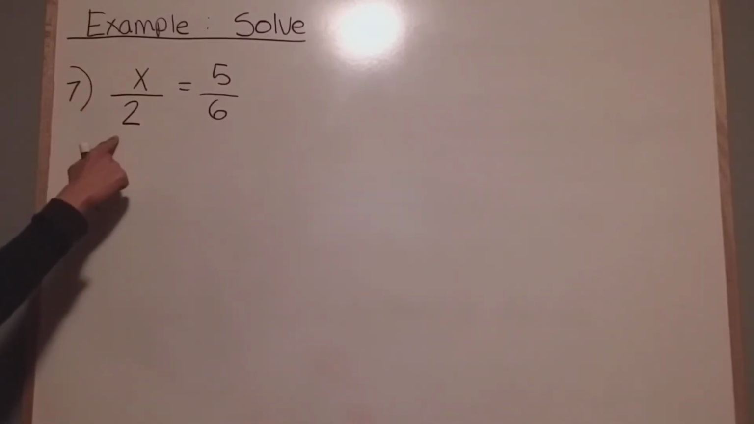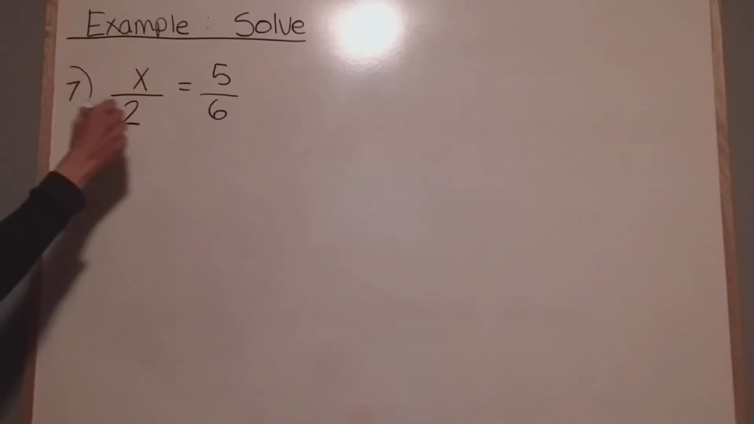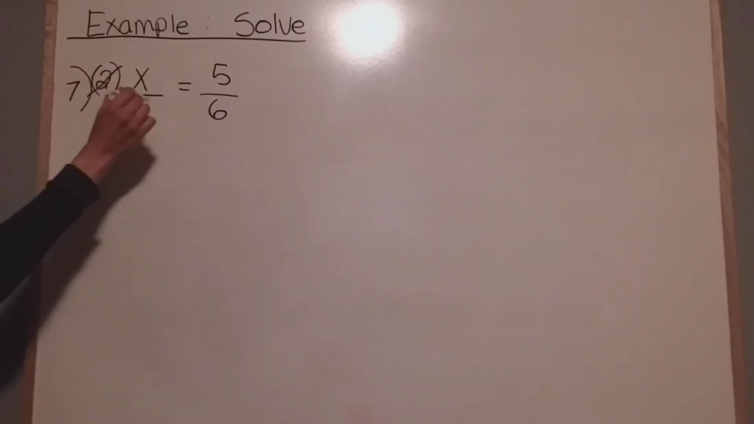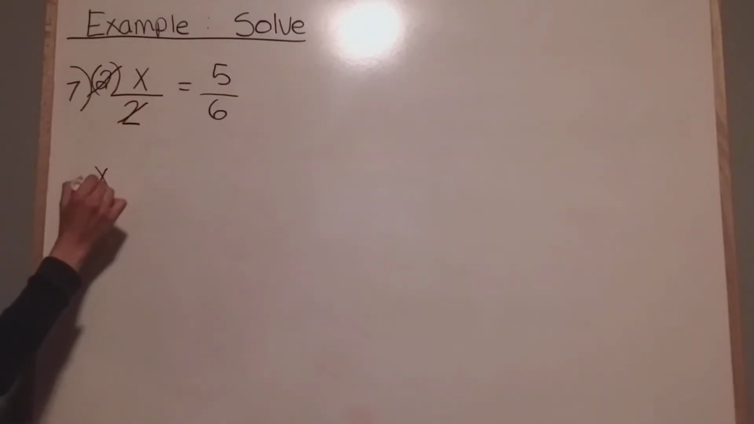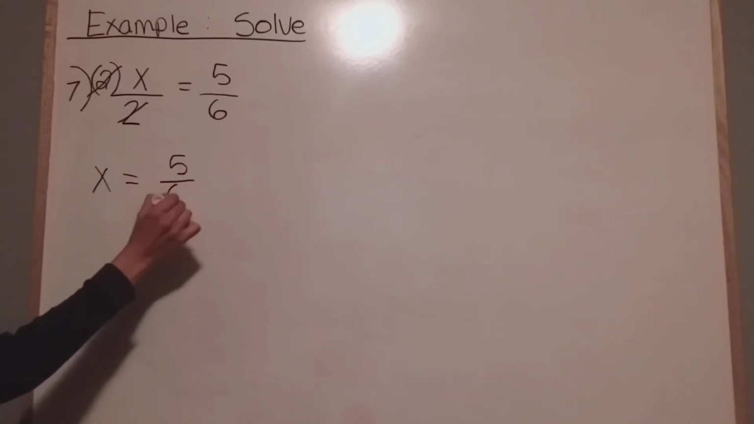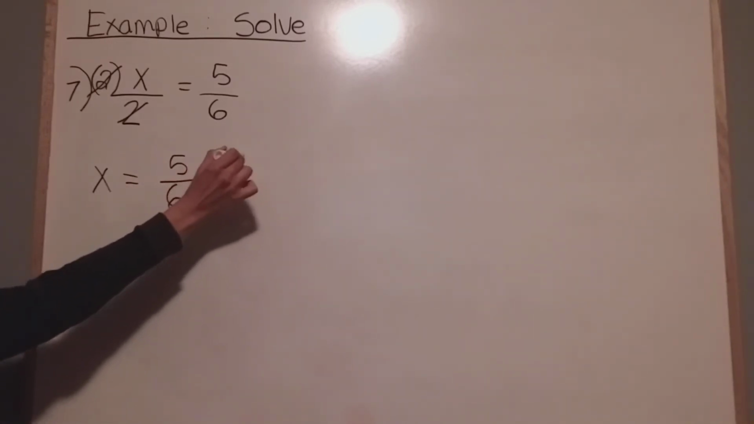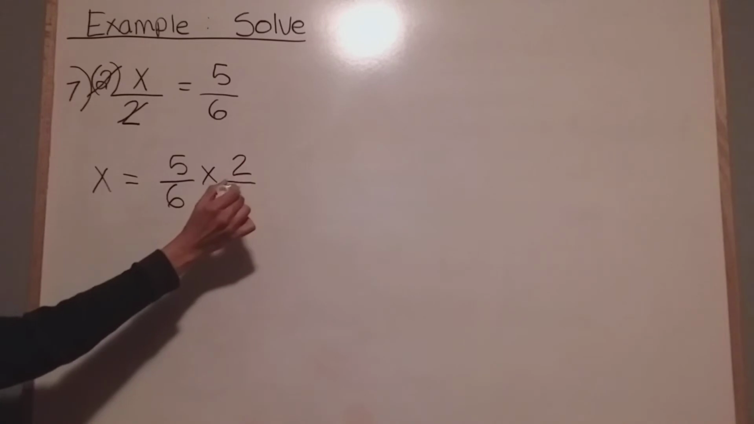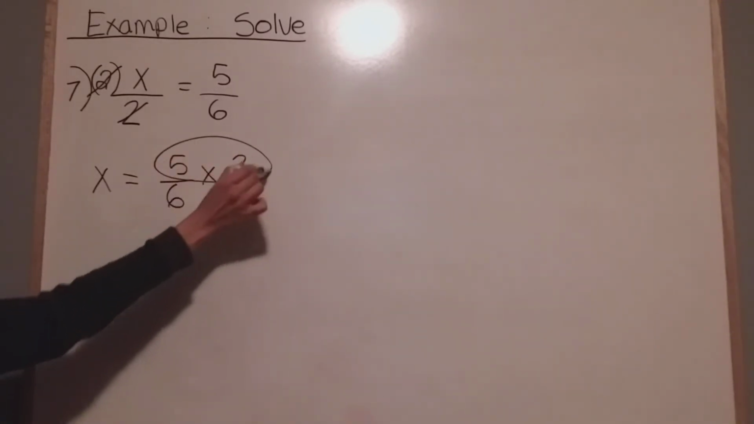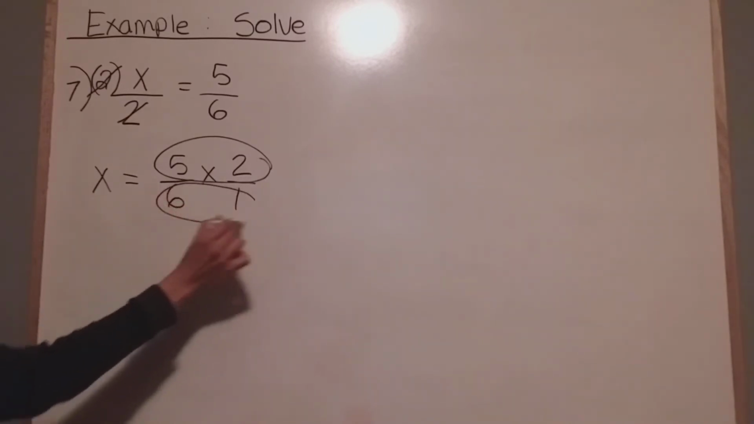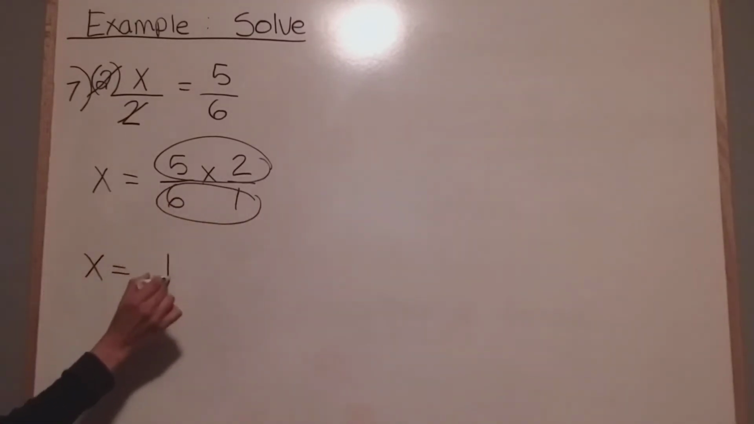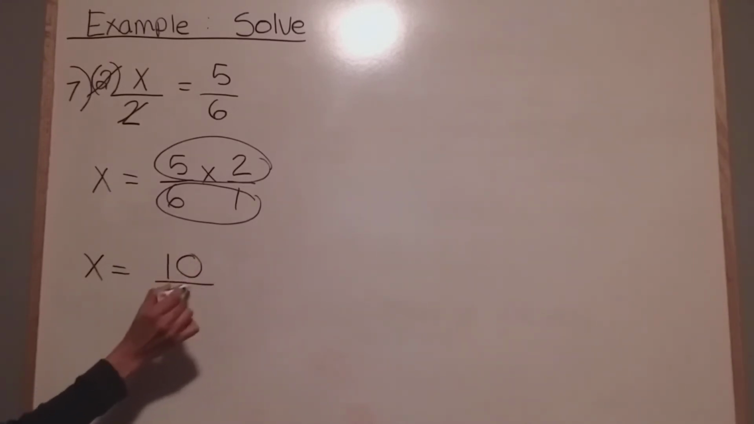divided by 2. So on this side, if I'm dividing by 2, the opposite is multiplying by 2. So I multiply this side by 2, which leaves me with x, which means I have to multiply that side by 2. So it becomes 5 over 6 times 2, which is the same thing as 2 over 1. And when I multiply my top numbers together, and I multiply my bottom numbers together, I get x is equal to 10 over 6.